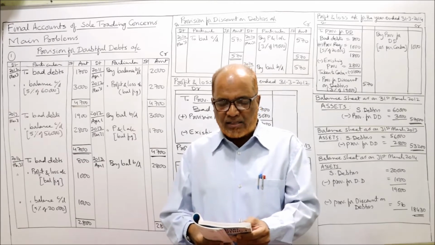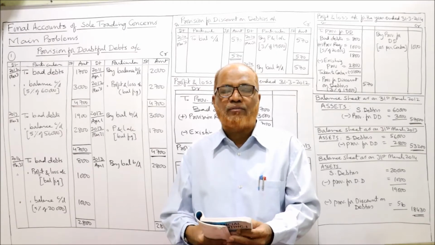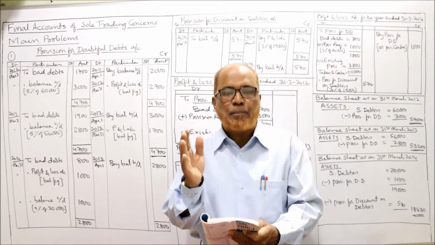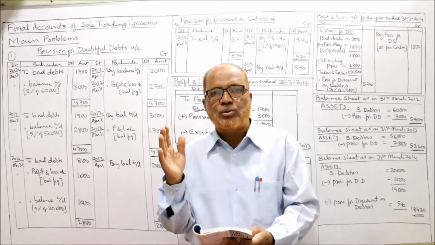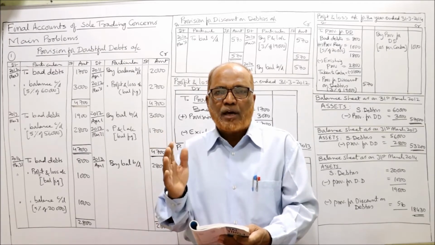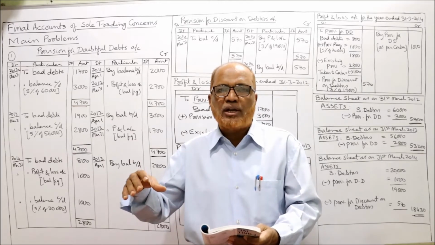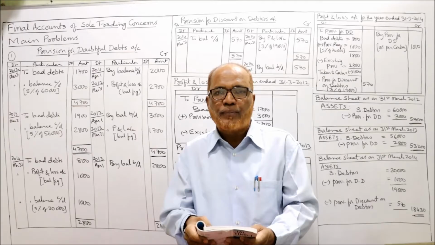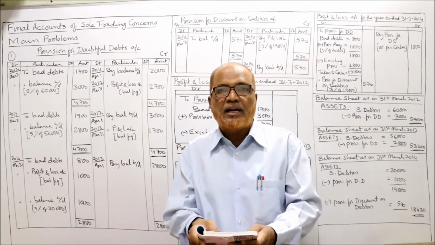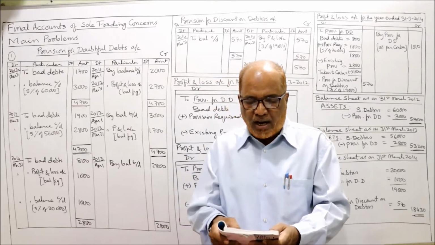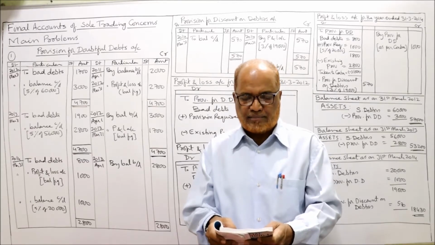During the year, the bad debts amounted to 1700. So our year begins from 1st April 2011 and ends on 31st March 2012. The beginning of the year provision for doubtful debts was 2000. During this financial year, the bad debts are 1700. And at the end of the year, 31st March 2012, the sundry debtors are 60,000 and a provision for doubtful debts of 5% is required to be maintained.